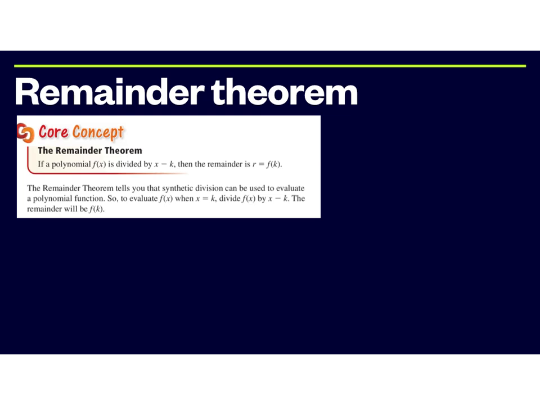Now the remainder theorem. The remainder theorem tells you that synthetic division can be used to evaluate a polynomial function. So to evaluate f of x when x is equal to some number, we divide f of x by x minus that number, and the remainder will be f of that number. So we're looking for the remainder here. This makes a lot more sense when we do the example.